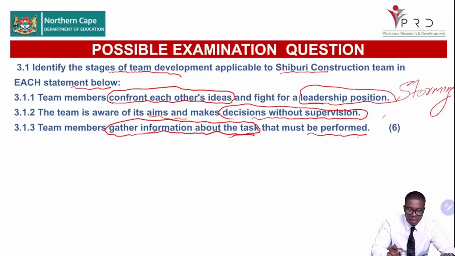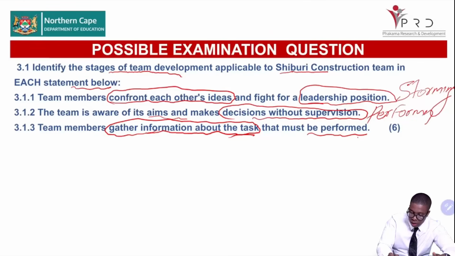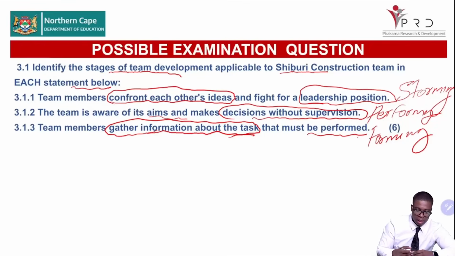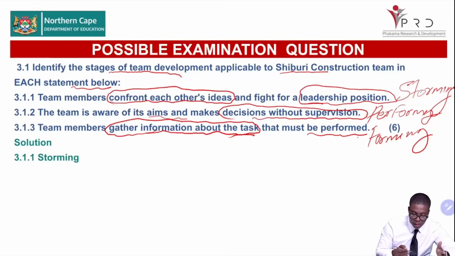Then the team is aware of its aims and makes decisions without supervision. Without supervision, meaning everyone is excelling in that team. No one has to be checked if they're doing right. It means that stage is called performing. Everyone is performing in the team. Then, team members gather information about the task. They will only gather information about what is to be done because they are at the beginning. Therefore, we call it forming stage. So let's check if I'm correct. Must be storming, it must be performing, it must be forming.